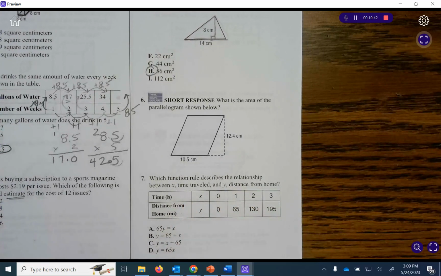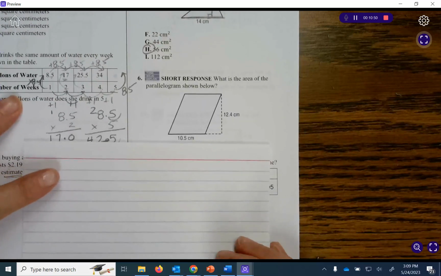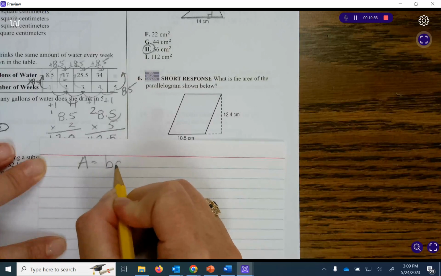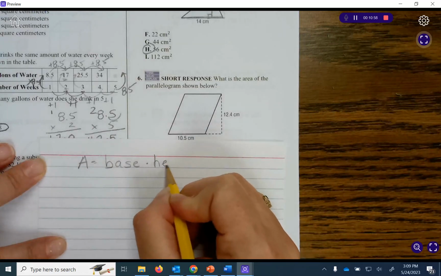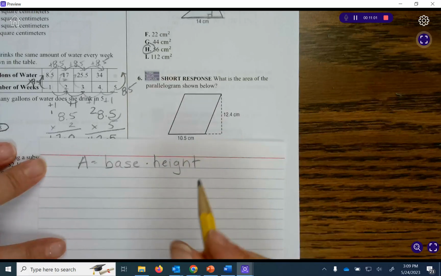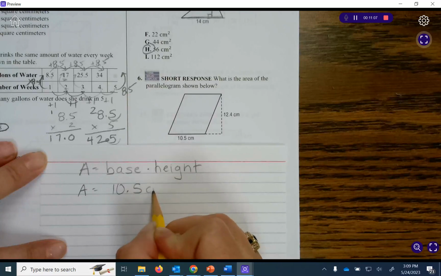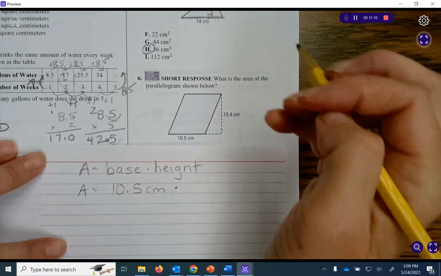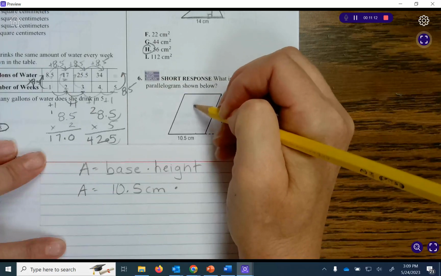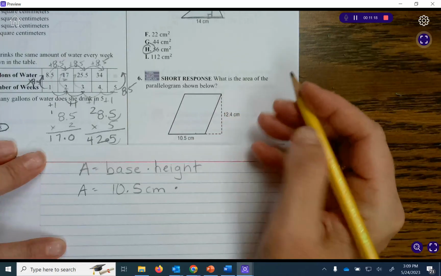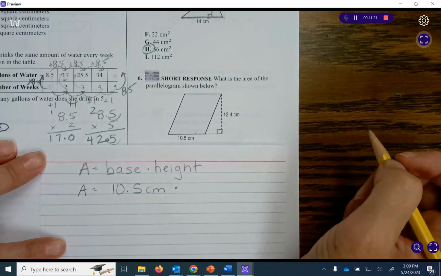Next, we have a parallelogram. What is the area of the parallelogram shown below? Area for parallelograms is area equals base times height, 2 dimensions. The base is 10.5 centimeters times the height. The height is the distance from the bottom base all the way to the top. In this case, it is not the side lengths because they are not perpendicular. Again, height is a perpendicular measurement.